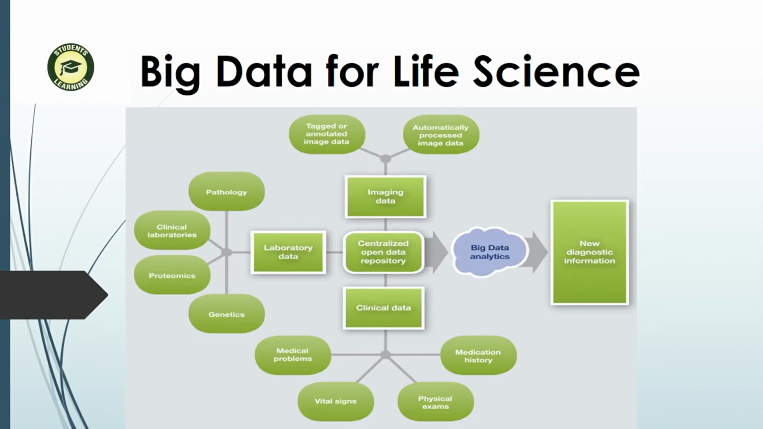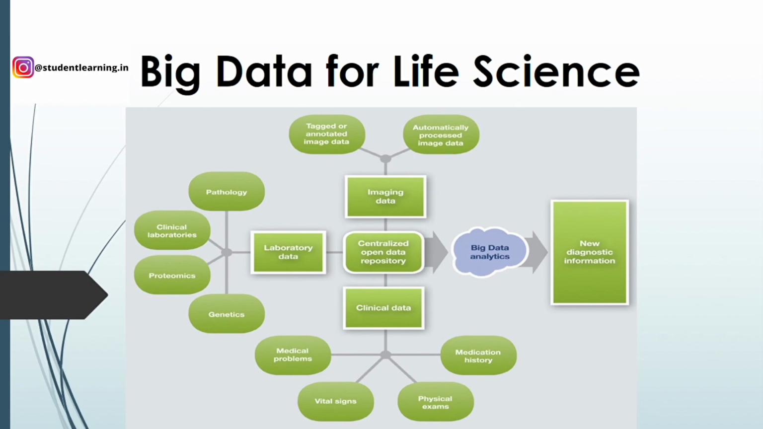So next is a very important part, that is called big data analytics in healthcare. These days a lot of healthcare data is generated, and there are many forms, like clinical data. Clinical data comes from medical problems, vital signs, physical exams and medication histories. Second, again a very important aspect, is imaging data. Imaging data comes from some types of X-ray machines. There are two types: text annotated image data and automatically processed image data.